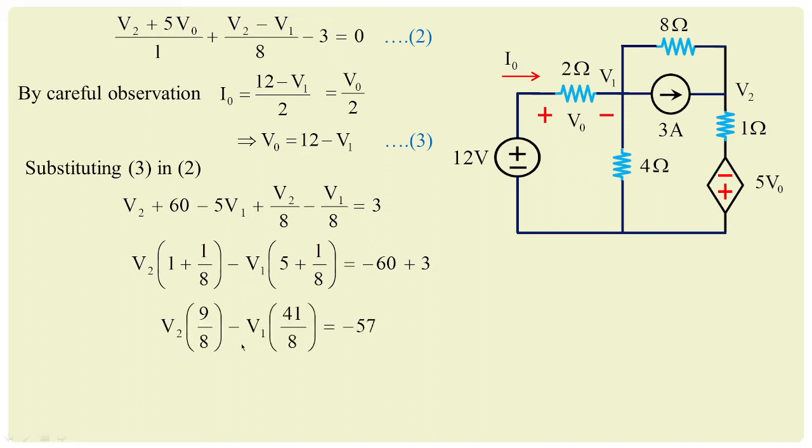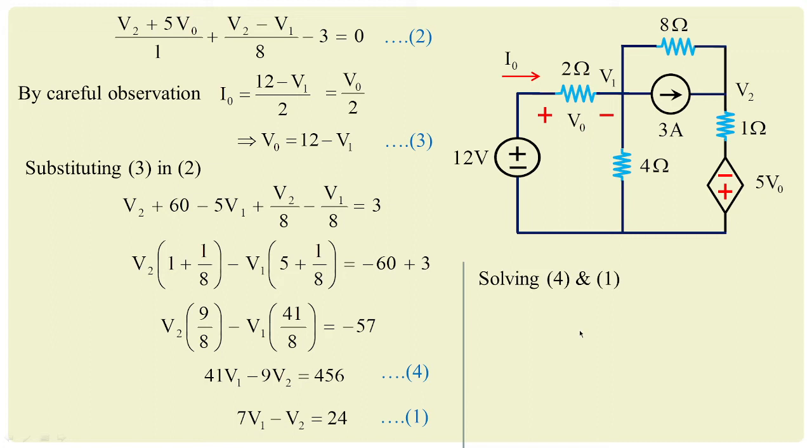So we are going to get 41 V1 minus 9 V2 is equal to 456. This is another equation we got here. We already know that we have 7 V1 minus V2 is equal to 24. Now just solve equation 1 and equation 4 with the help of a calculator. We are going to get V1 equal to minus 10.9 volts, and V2 equal to minus 100.36 volts.